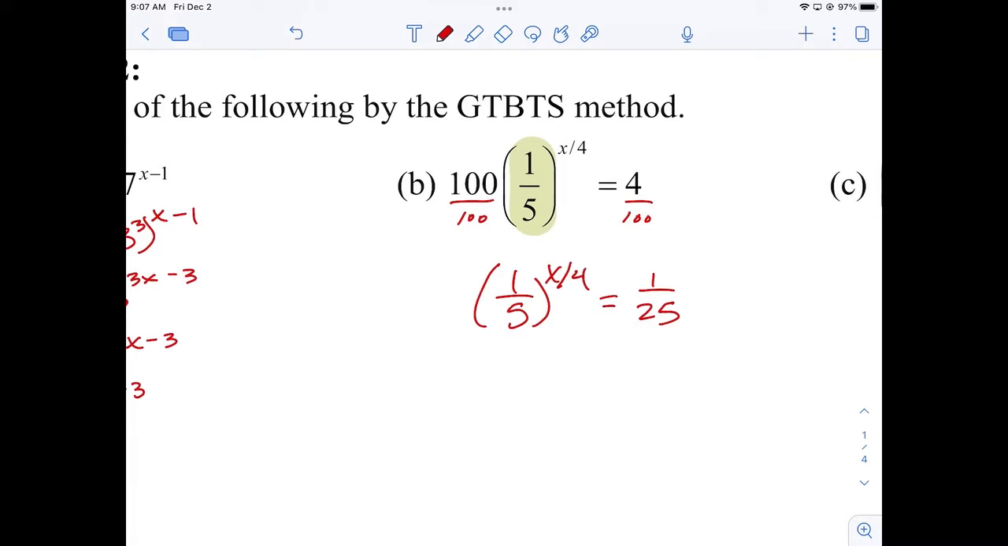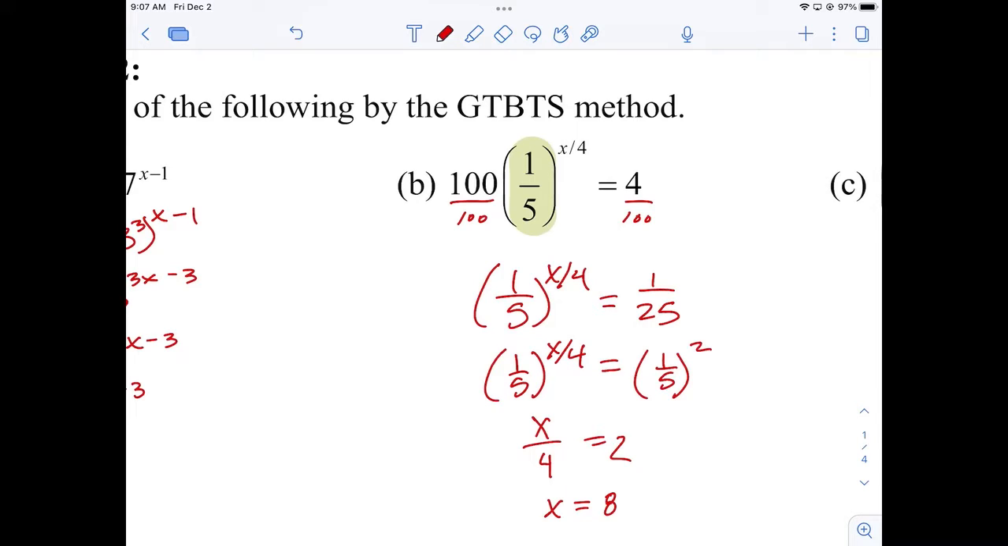Can I write 1/25 as a power of 1/5? Yeah. So this is 1/5 to the x divided by 4th power, and 1/25 is the same as 1/5 quantity squared. And now I get x divided by 4 equals 2. So if I multiply both sides by 4, I get x equals 8. A systematic approach. Inch by inch, it's a cinch.